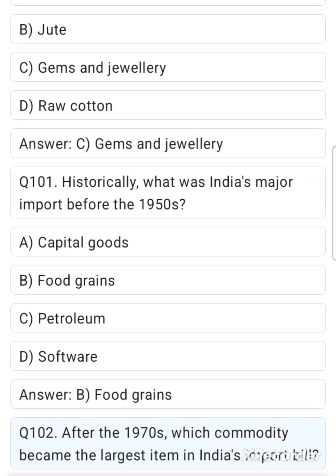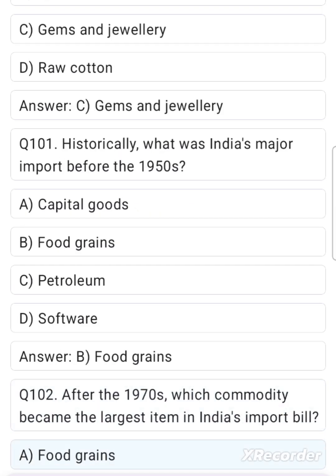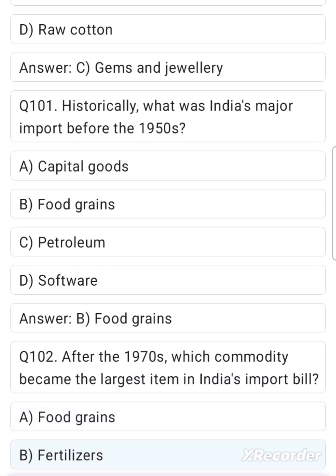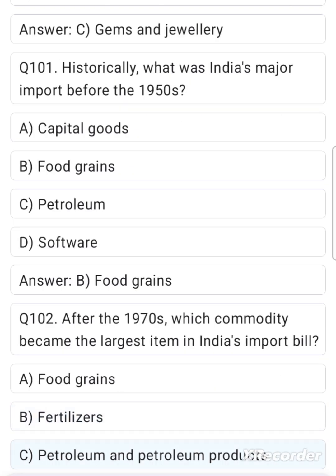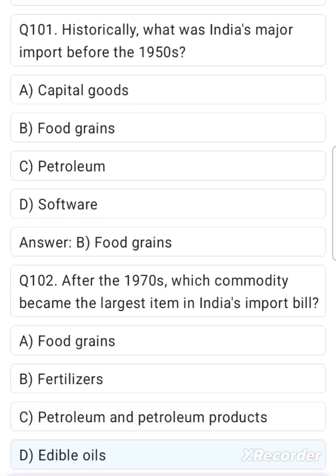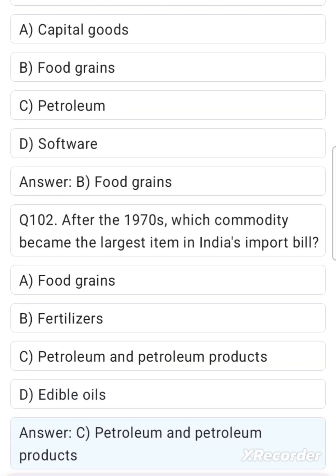Q102. After the 1970s, which commodity became the largest item in India's import bill? A. Food grains. B. Fertilizer. C. Petroleum and petroleum products. D. Edible oils. Answer C. Petroleum and petroleum products.